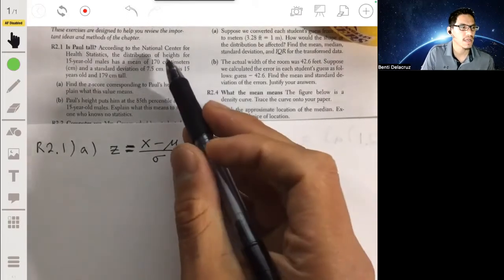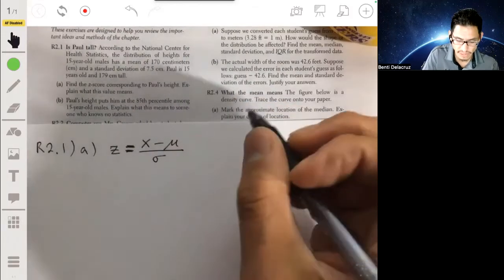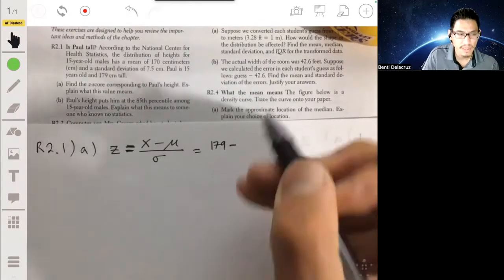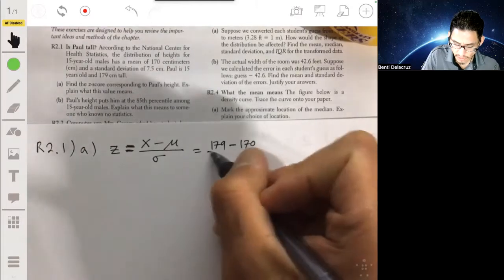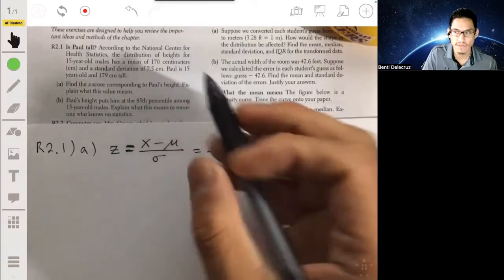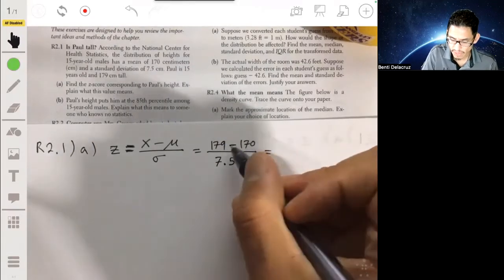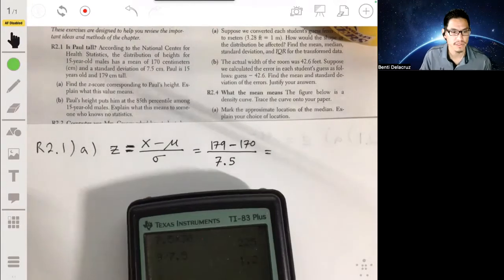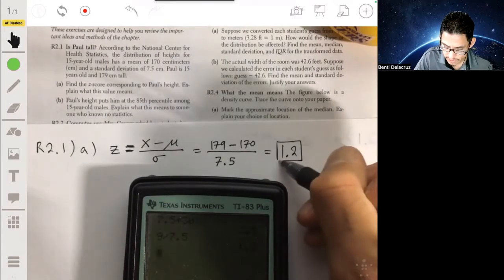In this case, our x value for Paul, the observation value, is 179. So z would be 179 minus the mean, which is 170, over the standard deviation, which is 7.5. We would have 9 over 7.5. That would be 1.2. Okay, so the z-score is 1.2.